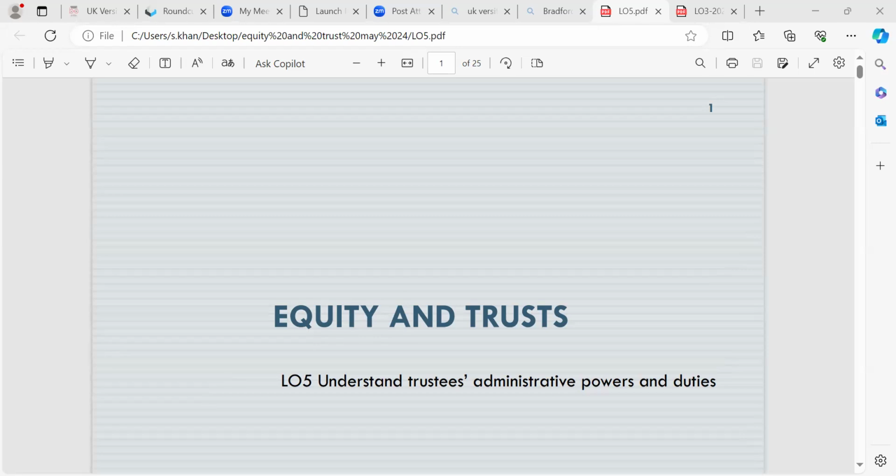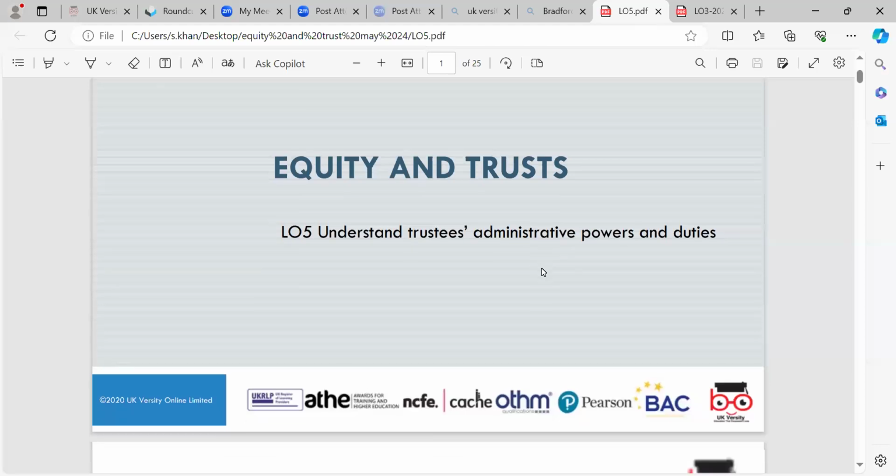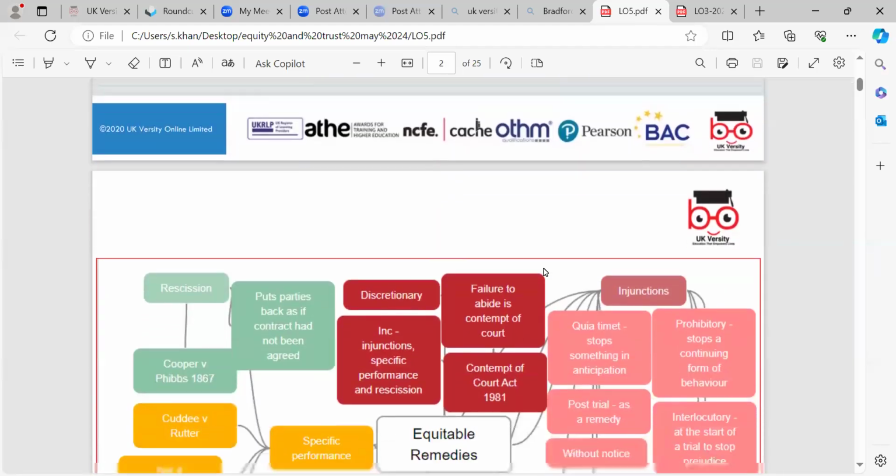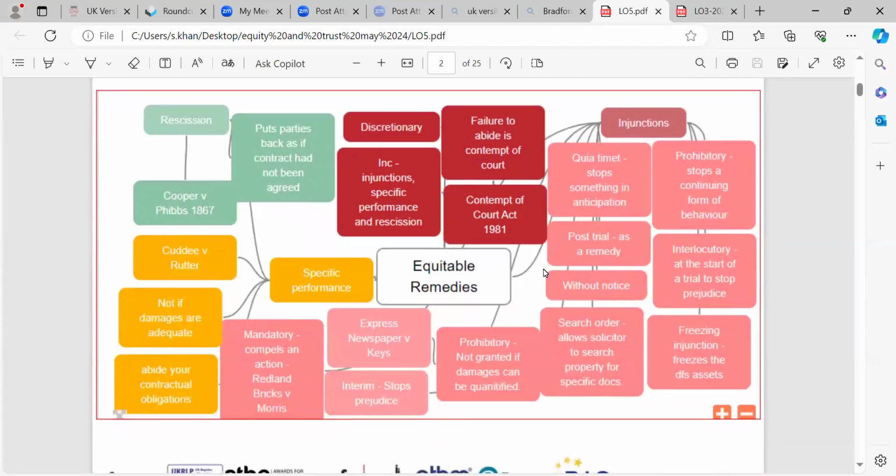Now in learning outcome 5, we're going to look more at understanding the trustees' administrative powers and duties, but we'll go on to look at this as the final learning outcome, and then the next discussion will be assignment discussion. So I'll just carry on with that. And this was the diagram that was in learning outcome 4 as well, and it was looking at equitable remedies, which we'll briefly just outline so you have an idea again to refresh your memory in regards to equitable remedies.